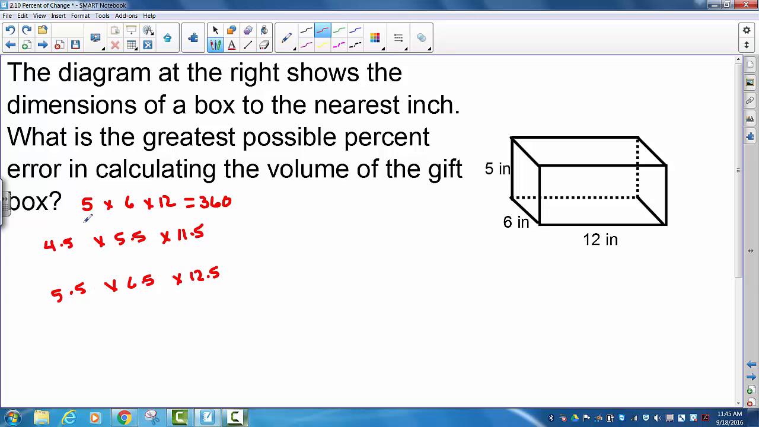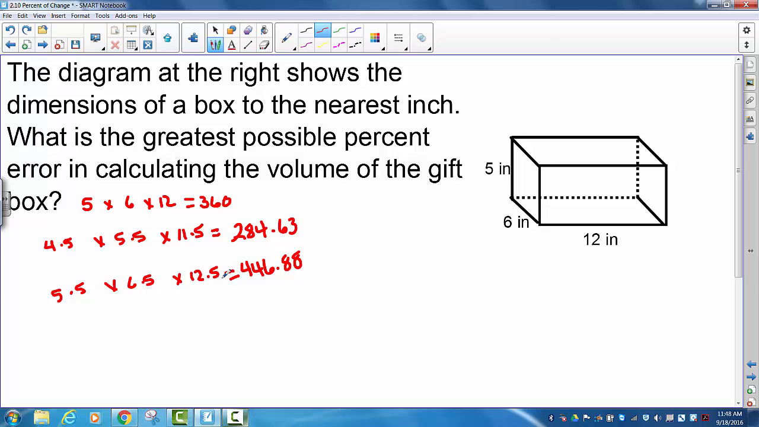It could be a half inch less in each category, or it could be a half inch more in each category: length, width, and height. So we multiply 4.5 times 5.5 times 11.5, and we get 284.63. We go 5.5 times 6.5 times 12.5, and we get 446.88.